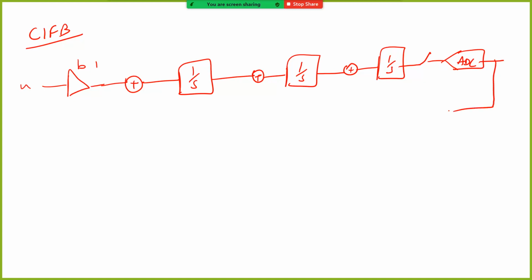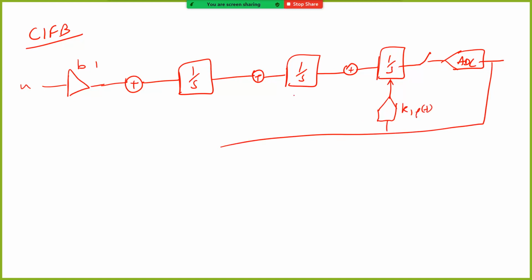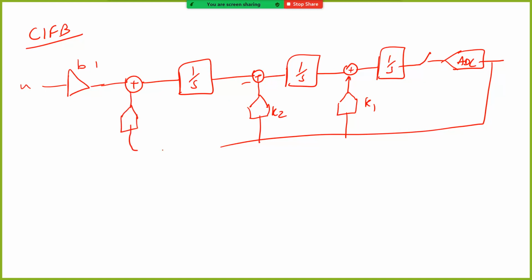And then what happens is you have a DAC with a DAC transfer function, with some k1, and let's say this is some p of t, the pulse transfer function. Let's say this is some k1, this is some k2, this is some k3.